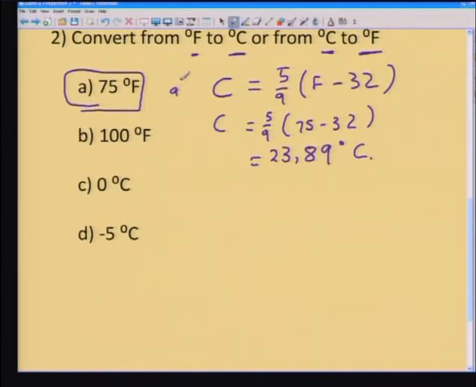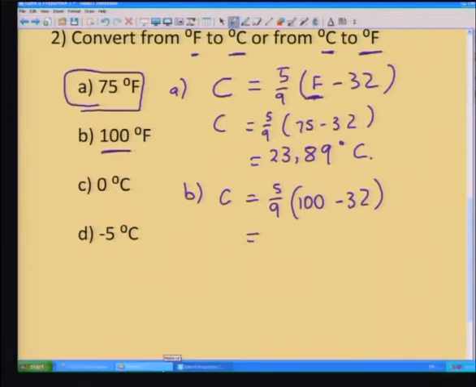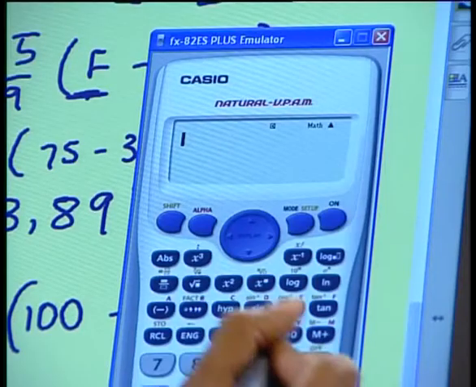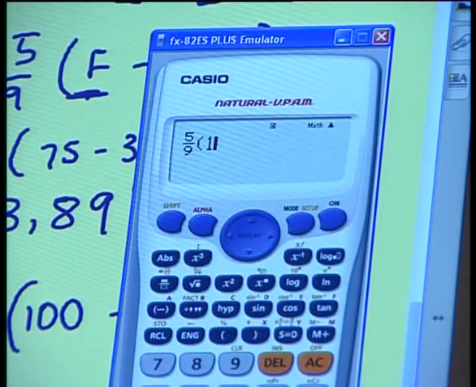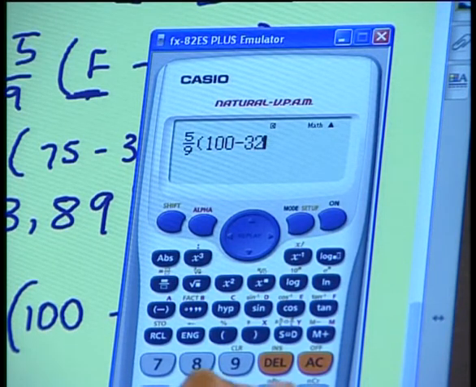Okay, the next one again, we're going from Fahrenheit to degrees Celsius, so we're using the same formula. So that was A. Let's look at B. We're just basically substituting into our formula. We know this time the value of F, and this is what I was saying, F is a variable, so it's going to continually change. This time we're looking at 100 degrees Fahrenheit. We can put all of this into our calculator. All right, so it's 5/9 times 100 minus 32.